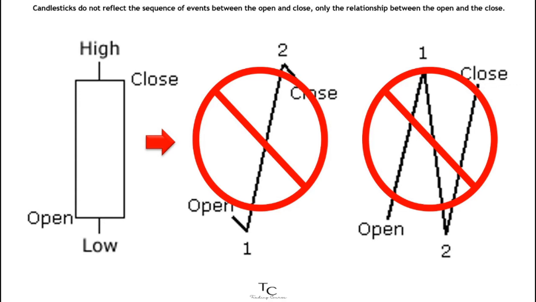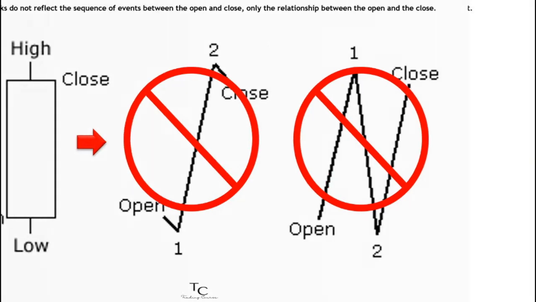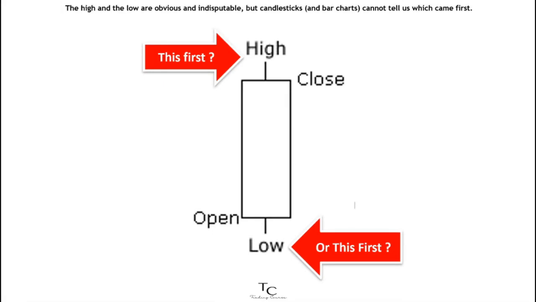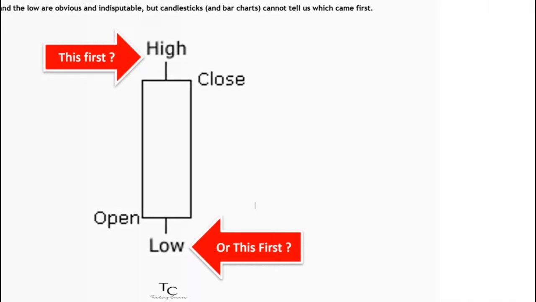Candlesticks do not reflect the sequence of events between the open and close, only the relationship between the open and the close. The high and the low are obvious and indisputable. But candlesticks and bar charts cannot tell us which came first.